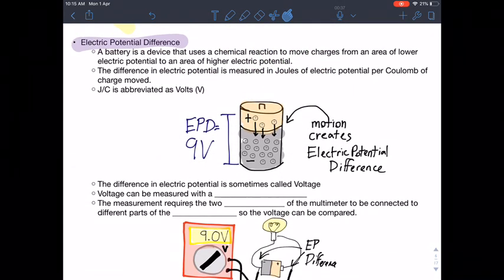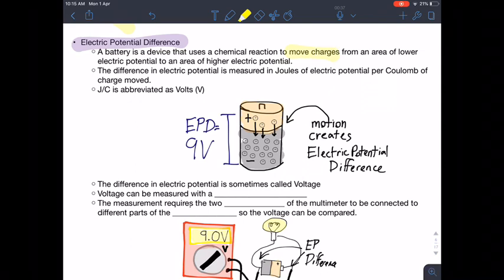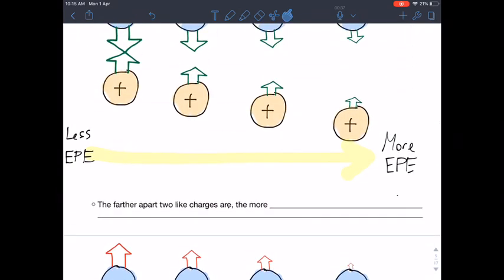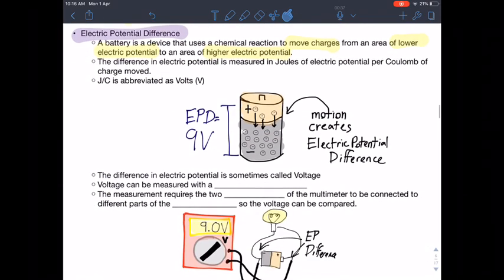Okay. So a battery is a device that uses a chemical reaction to move charges from an area of lower electrical potential to an area of higher electrical potential. So essentially, if you look at this example where you have opposite charges, the battery is moving charges from low energy to high energy. The battery is storing up energy.